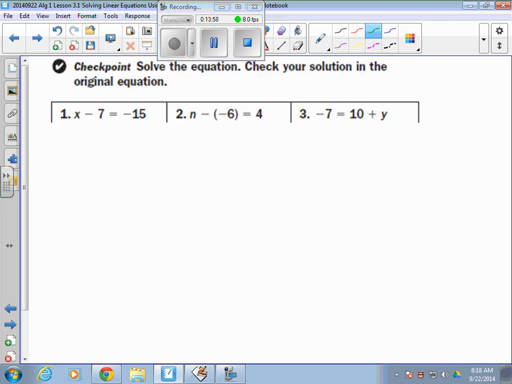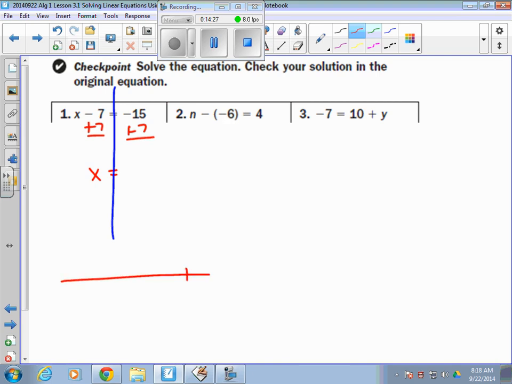Okay, then we have 6 checkpoint problems, very simple ones. The first one, x minus 7 equals negative 15. We want to get x equals by itself. That's the goal. We don't have that. We have x and we have minus 7 with x. Undo minus 7. We want to cancel out minus 7. So we add 7. If you add 7 to the left, you have to balance it by adding 7 to the right. Now you have negative 15 plus 7.